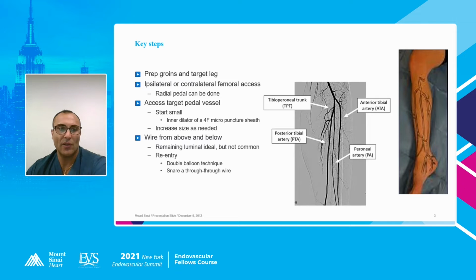And then I typically will wire from above and below. I try to remain luminal, but not always possible. I will go subintimal when necessary. And then one technique that can be useful in this scenario is a double balloon technique. You can inflate 2 or 3 millimeter balloons from above and from below to allow reentry. Alternative techniques include standard glide wire and glide catheter combinations, or any other type of 014 wire with catheter combination.